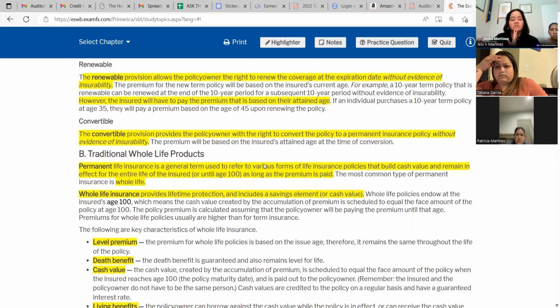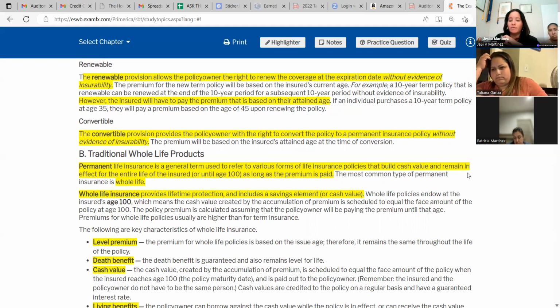Traditional whole life products are called permanent. Permanent life insurance is a general term to refer to various forms of life insurance policy that build cash value and remain in effect for the entire life of the insured or until age 100, as long as the premium is paid. So if you keep paying your policy, you are insured until you're 100 or until you die.